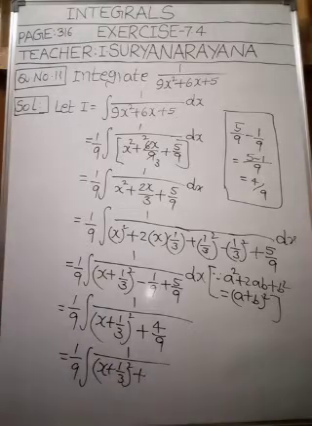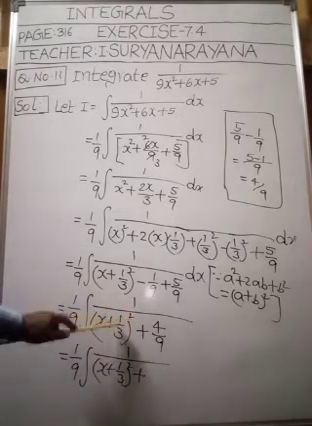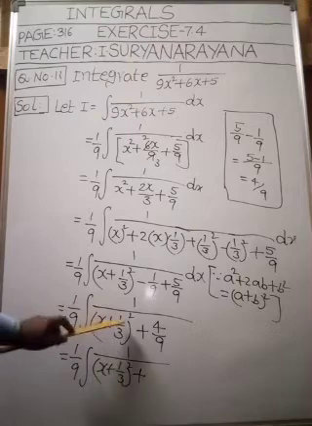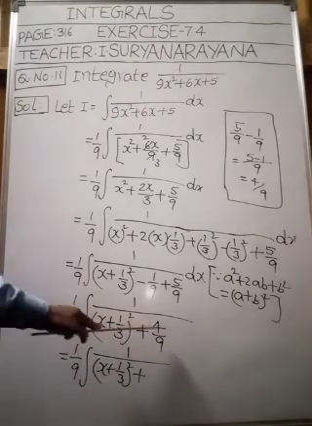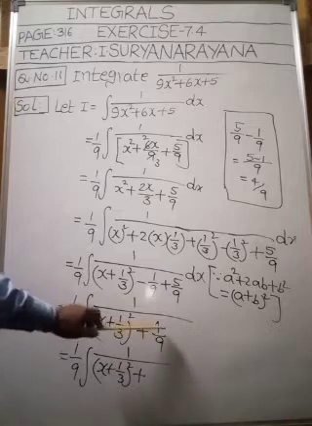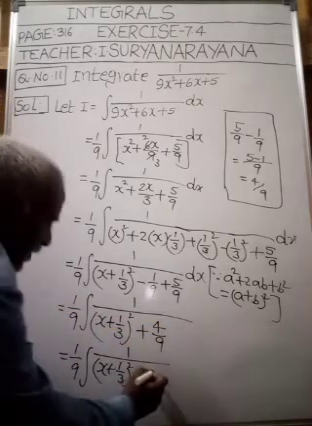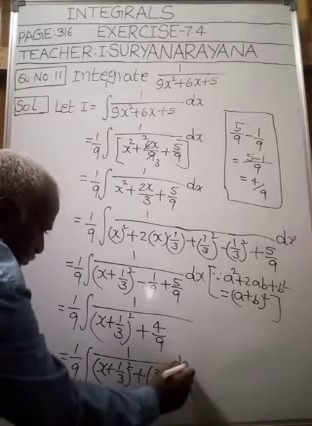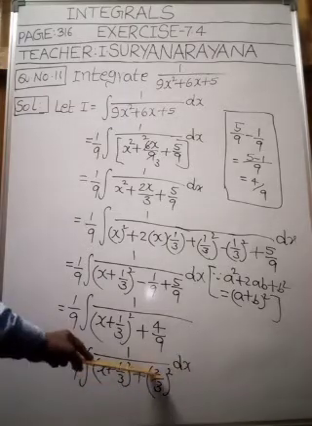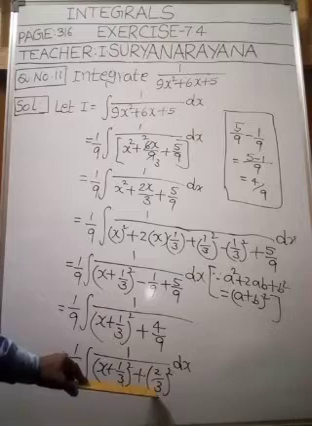We got a square of some x, some polynomial. Plus this also should be written as a square of some number. How can we write it? (2 by 3) whole square. Isn't it or not, my children? Can we write it or not? (2 by 3) whole square.